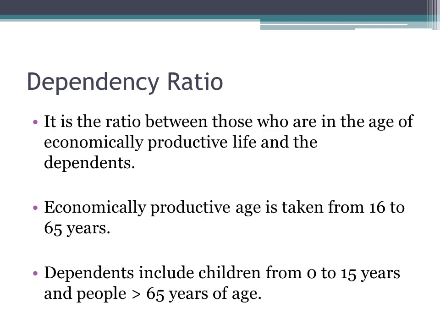Now comes the dependency ratio. Dependency ratio is the ratio between those who are in the age group of economically productive life and those who are dependents. Economically productive age group are the people in the age of 16 to 65 years. And then dependents include children from 0 to 15 years of age and people more than 65 years of age.